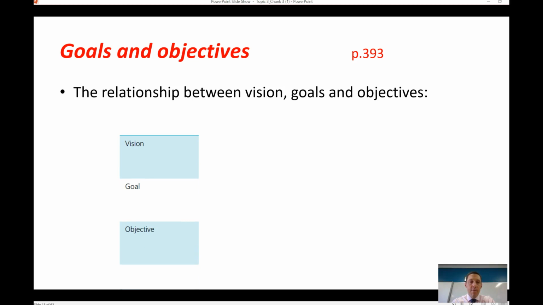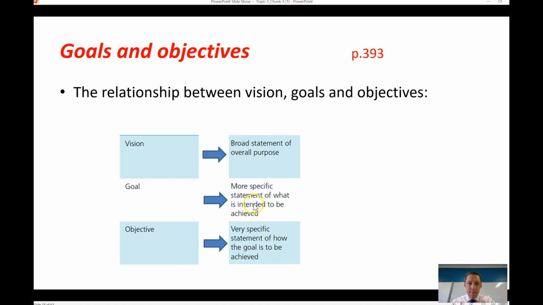So there is a relationship there between the business's vision, its goals, and its objectives. So the vision is the broad statement of the purpose. A goal is a statement of what they're trying to achieve. The objective is how those goals are going to be achieved.